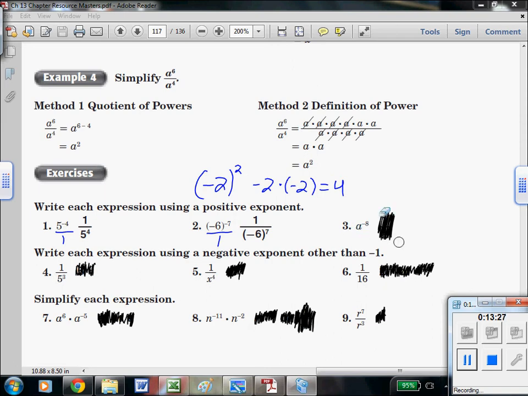To make a positive exponent, it's in the top of its fraction, so move it to the bottom so that it has a positive exponent. So you have 1 over a to the 8th power, excuse me.